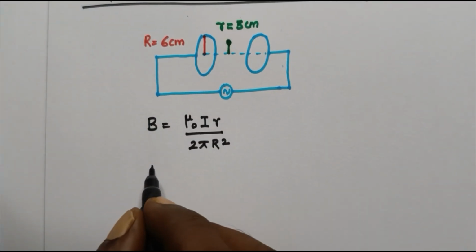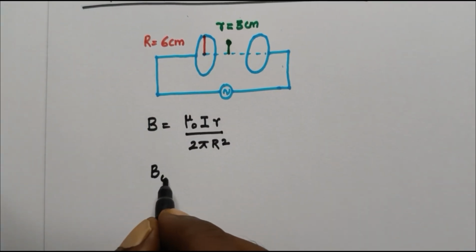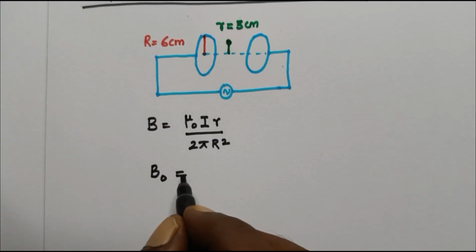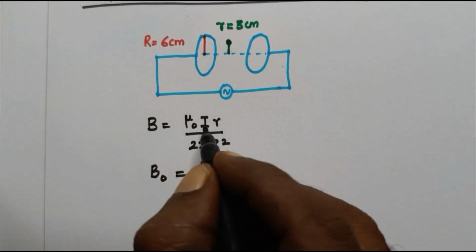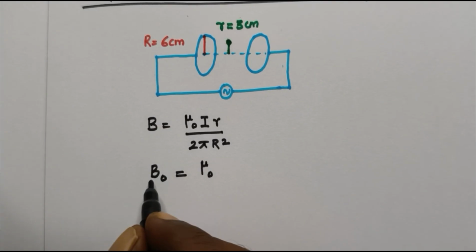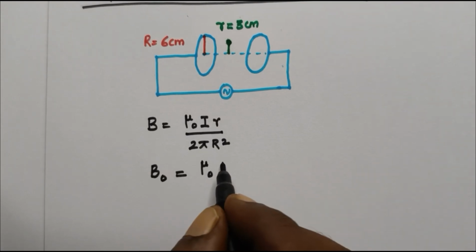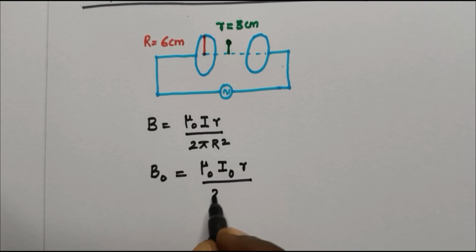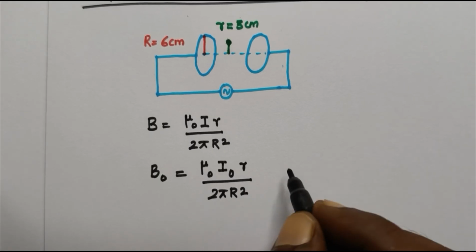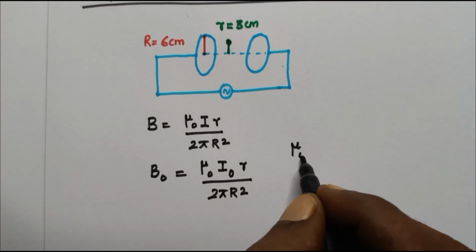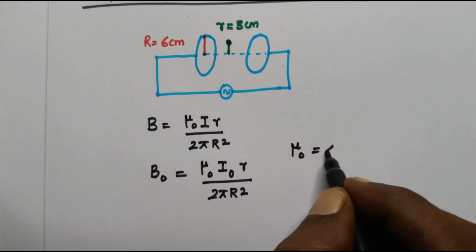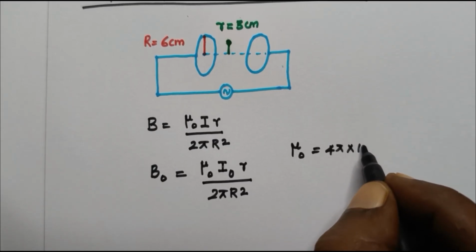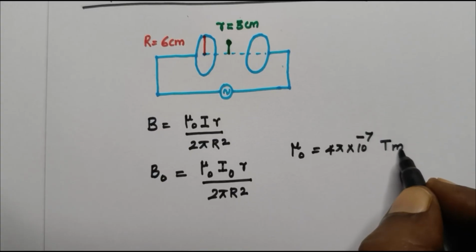So the amplitude of the magnetic field is taken as B suffix 0. B naught is equal to mu 0. When the current is maximum, the magnetic field is maximum. The maximum magnetic field is known as amplitude of magnetic field. So we have to substitute amplitude of the current here, divided by 2 pi R square. Here mu 0 is the permeability of free space, which is 4 pi into 10 to the power minus 7 Tesla meter per ampere.